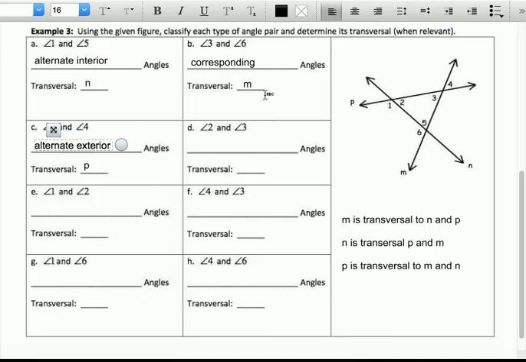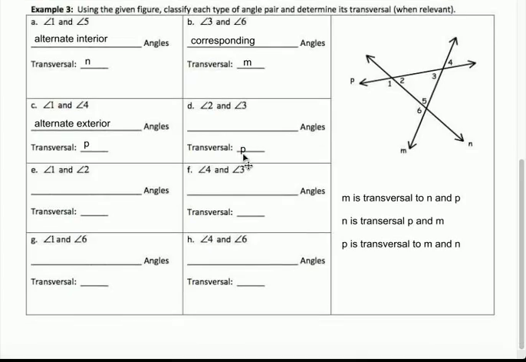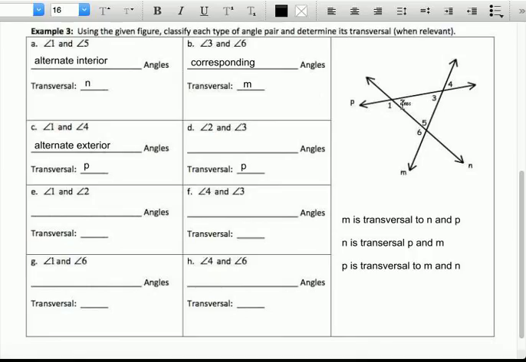And then angle 2 and 3, again using transversal P. This time they are on the same side and they're interior. Angle 1 and angle 2. Now notice these are both on line P and on line N. These are adjacent. They're right next to each other. So these are just a linear pair. And for linear pairs, we don't need a transversal. So we'd have not applicable.